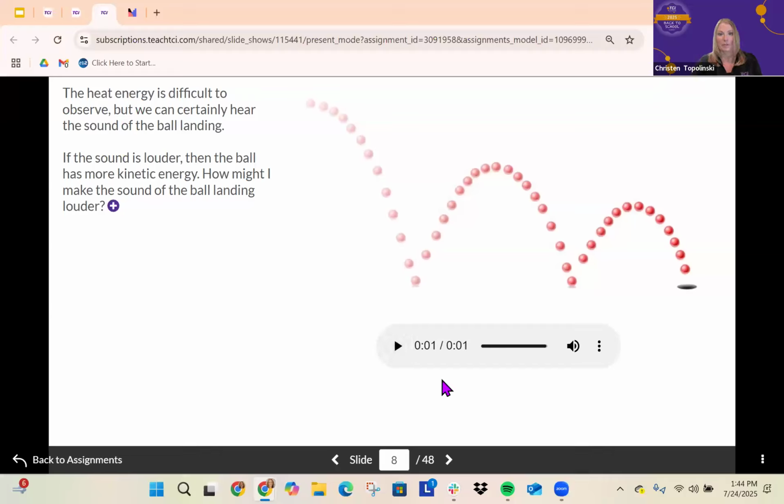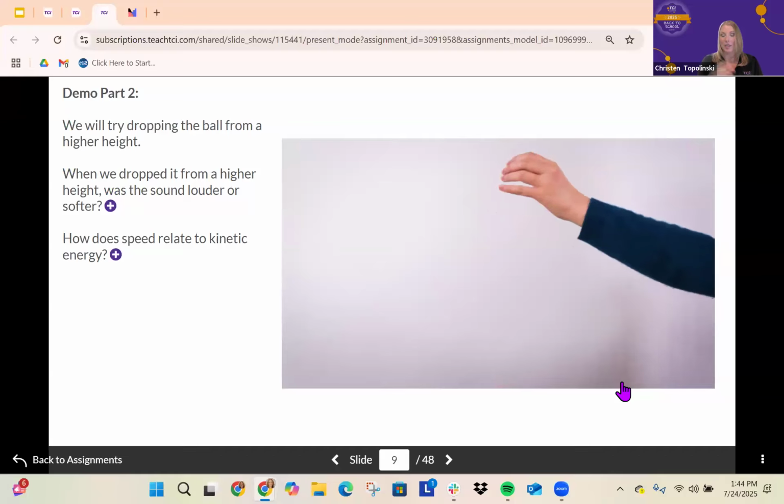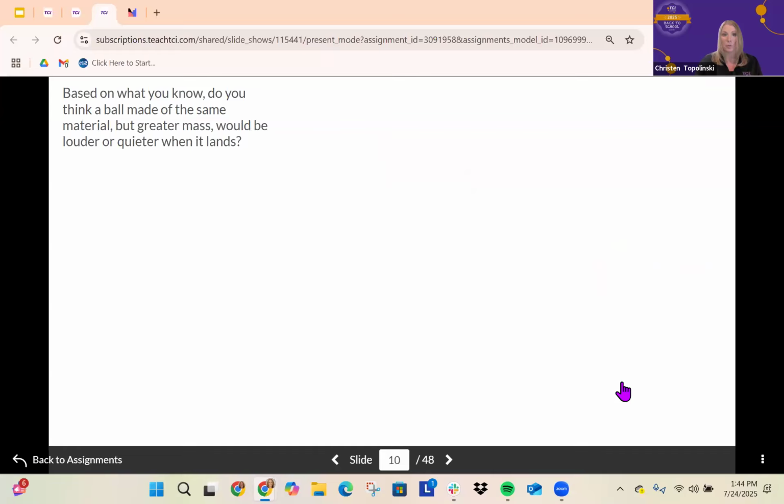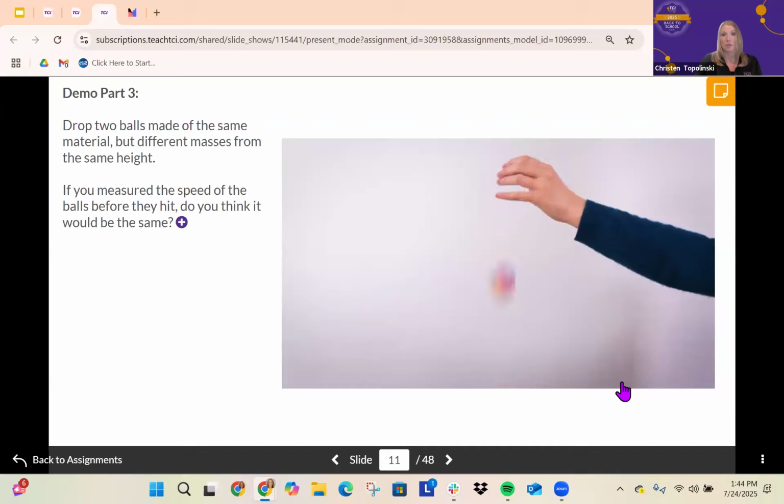All right. Why is it? There we go. Okay, so in part 2, they're going to drop the ball now from a higher height, and they're going to do the same thing that they did in the first part. And they're going to also think about the mass. So if we had a smaller ball and then a bigger ball, a much greater mass, what is the difference going to be? You can think about the difference in sound, the difference in speed, all of those components. They're going to drop 2 different balls from the same height, but with different masses, and see what happens.